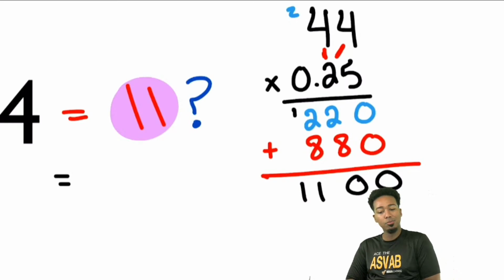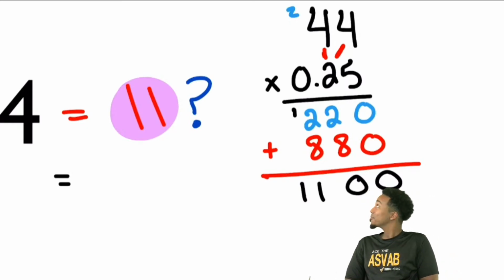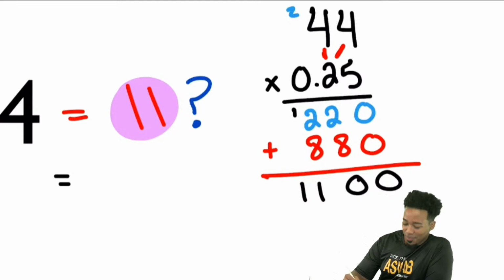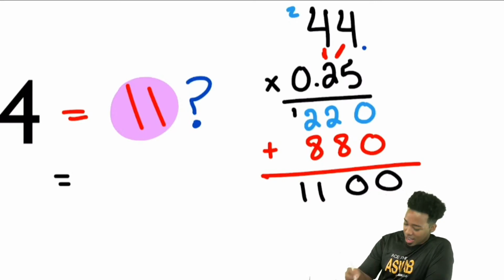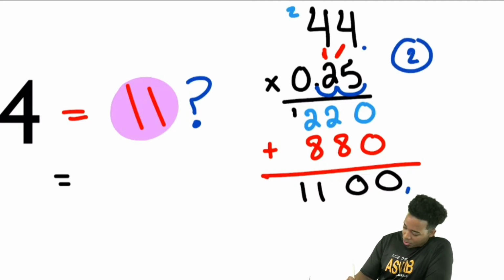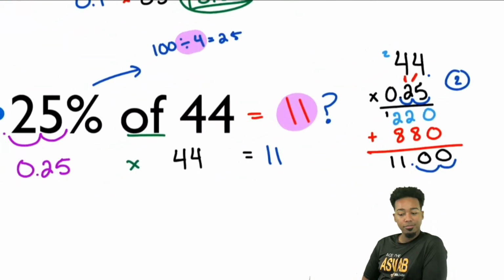Everyone, how many decimal places are we bringing back? It's going to be 2. Check this out here. We have 0 decimals there. That's just 44. And then we're going to have 0.25. So we have 1, 2. So we have 2 decimal places total. And we'll go 1, 2. The answer is 11.